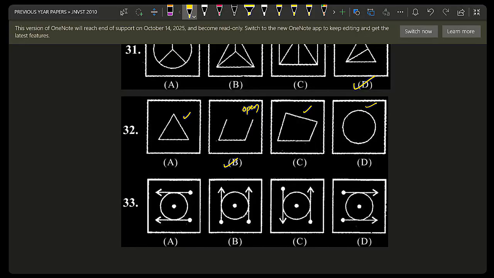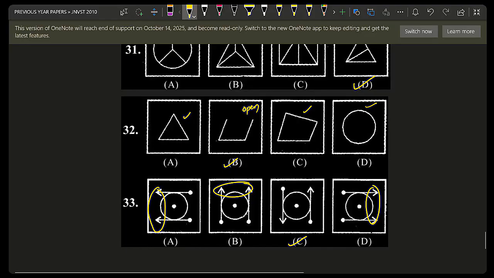And 33. In figure C, the directions of arrows are opposite to each other, whereas the other figures have arrows in the same direction. So just take care of the arrows. Same direction, same direction, same direction. But in option C, they are in different directions. Option C is the odd one out.